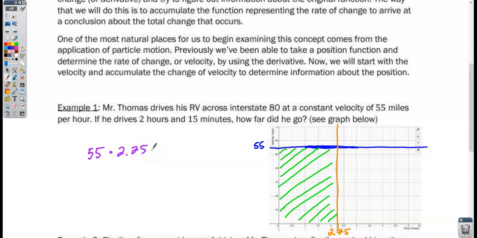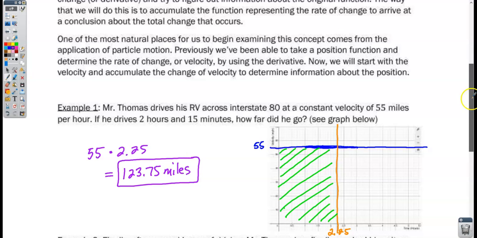We take 55 times 2.25. And when we're done calculating that, we find that the total distance that was traveled was 123.75 miles. And so that's how we accumulate our change. We're just going to find the area underneath the curve between the left boundary and the right boundary, which is the accumulation of the change. Let's look at example 2.